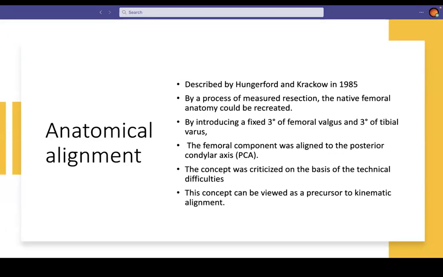Now, mechanical alignment came into existence in 1980, and anatomical alignment came into existence in 1985. It was described by Hungerford and Krakow. It followed a process of measured dissection by introducing a 3-degree femoral valgus and 3-degree tibial varus. The femoral component was aligned to the posterior condylar axis. When it was first introduced in 1985, the concept was criticized because it was technically challenging. With the advent of navigation and robotics, there's renewed interest in the concept, and it is viewed as a precursor to kinematic alignment.